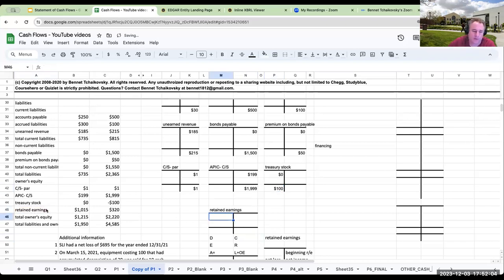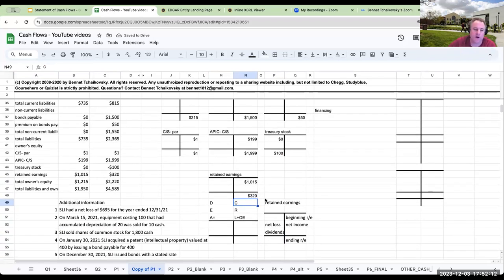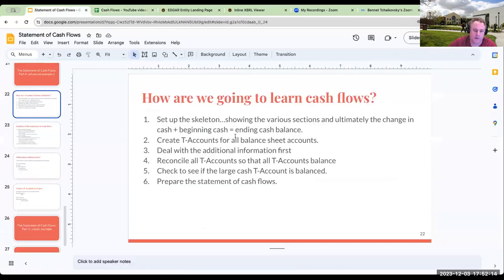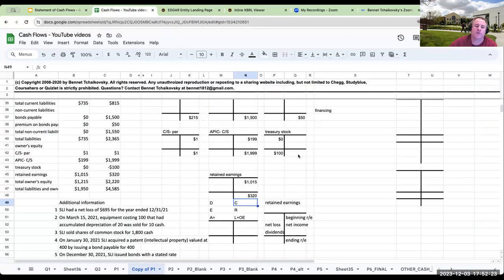Retained earnings, right? Opening balance over here of 1,015,000, ending balance of 320. So we have gone through, let's do our checklist. We set up the skeleton. We've created T accounts for all of our balance sheet accounts. And now we're going to go through and deal with the additional information first.